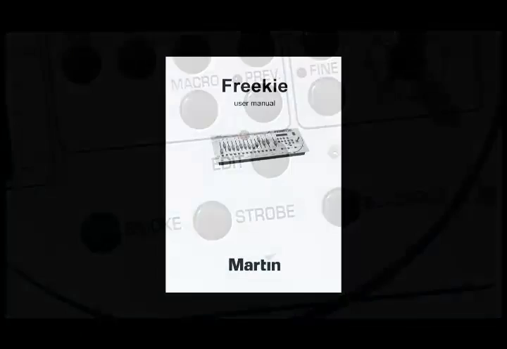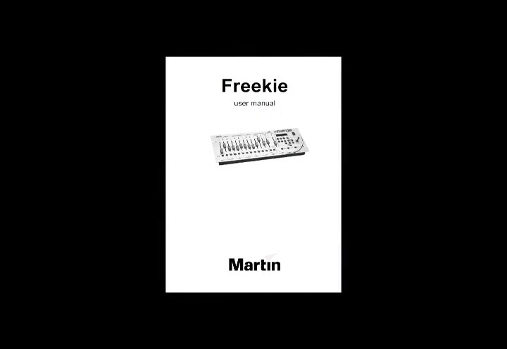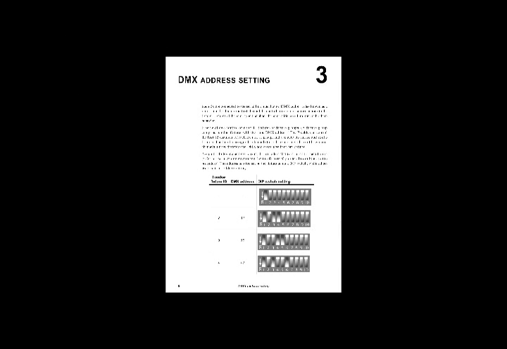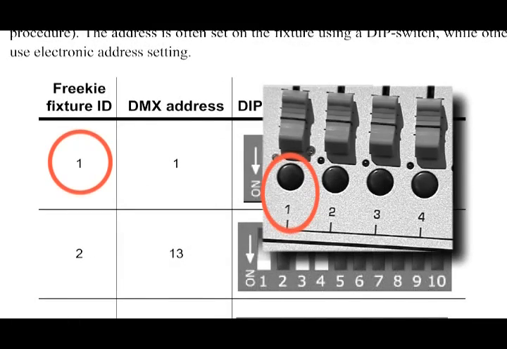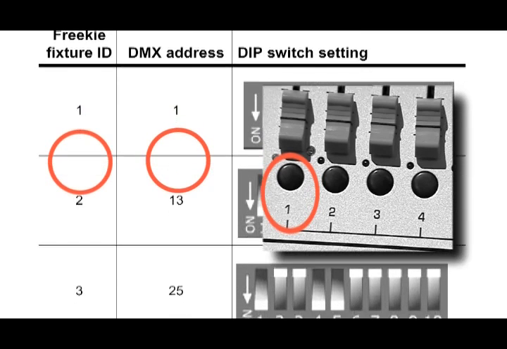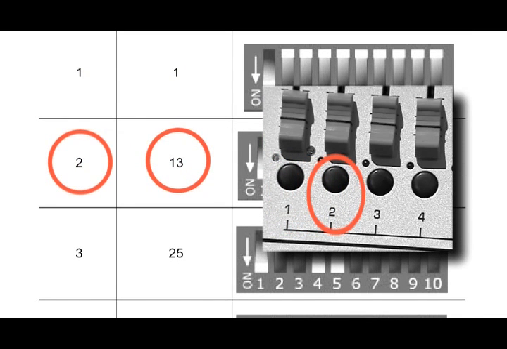We now turn to the manual to learn about the connection between fixture ID and DMX addresses. Let's take a closer look at the user manual. Page 8 explains in detail the fixed relation between fixture ID and DMX addressing. Fixture ID number 1 controls DMX address number 1. Fixture ID number 2 controls a fixture or several fixtures assigned to DMX address number 13.